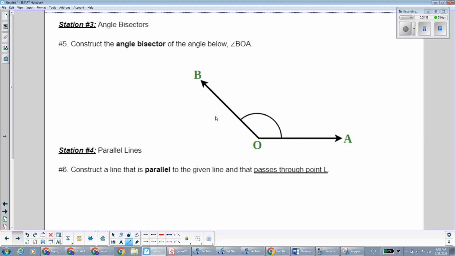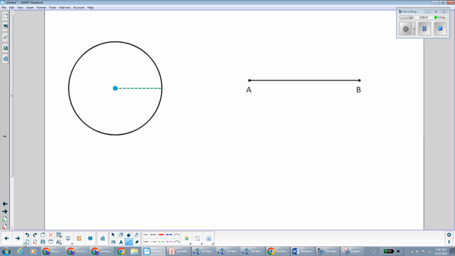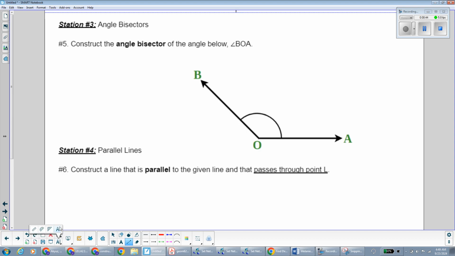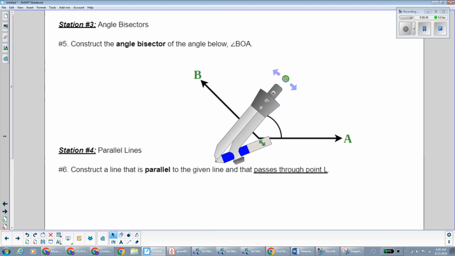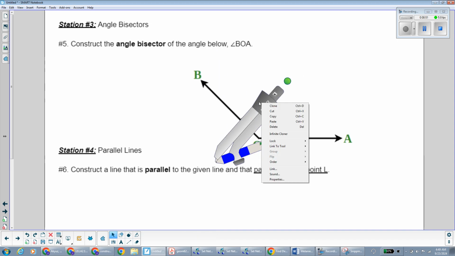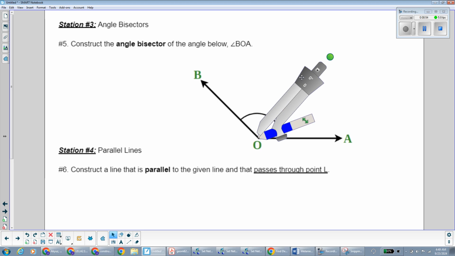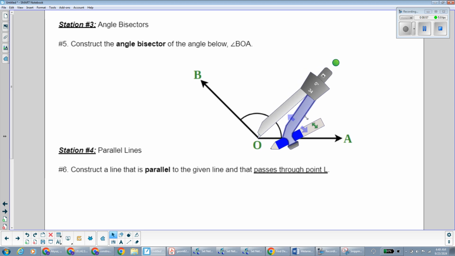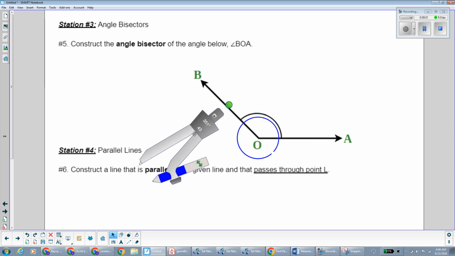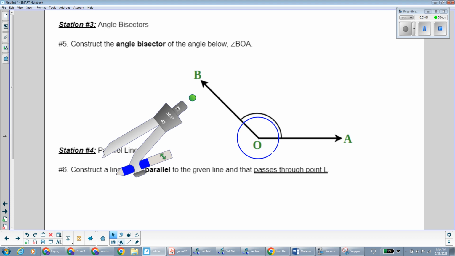Okay, now we're going to construct the angle bisector of this angle over here. So what we're going to do is take our compass and put it on the vertex of the angle, so on point O. And we're going to swing any circle, it doesn't matter. The only thing that matters is that it has to touch the angle in 2 spots. So notice that it hits the angle here and it hits the angle here.